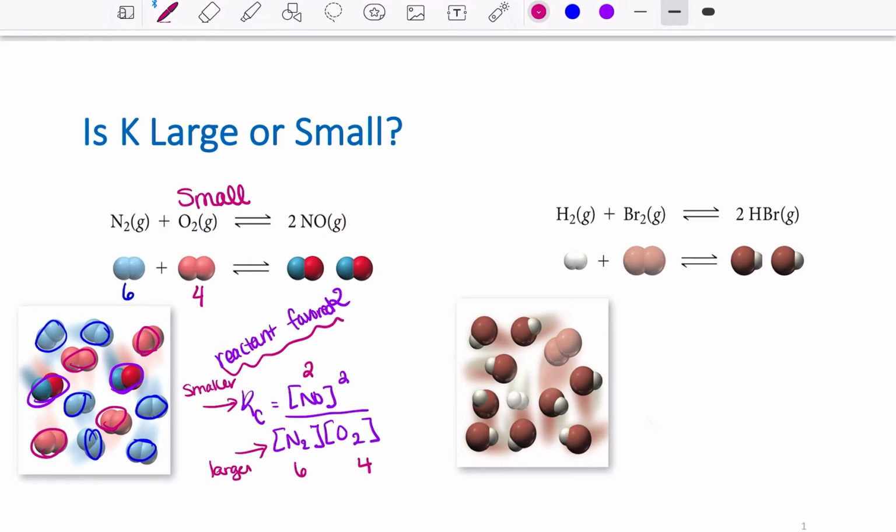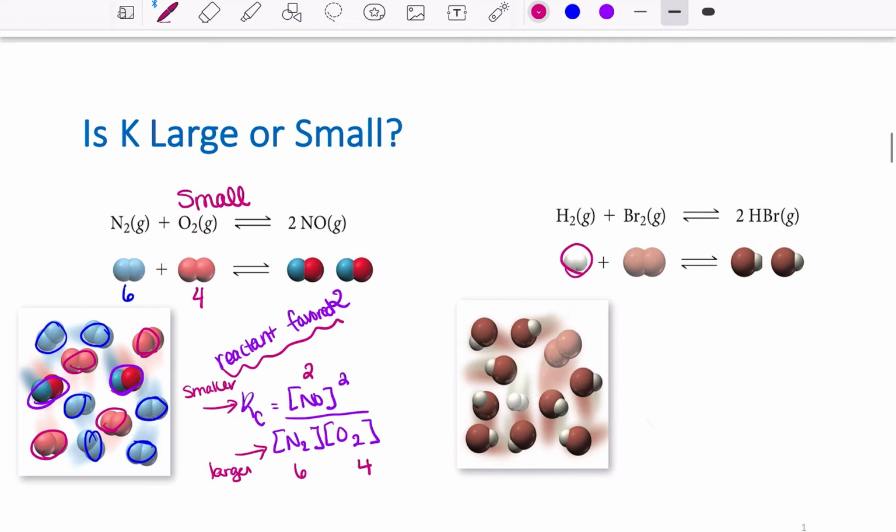What about the second system here? H2 gas plus Br2 gas giving me 2 moles of HBr gas. H2 gas is this little white dot. I've got one of them. Br2 gas is this light brown diatomic. Got one of them. And 2 HBr. 1, 2, 3, 4, 5, 6, 7, 8, and 9. It's definitely product favored.